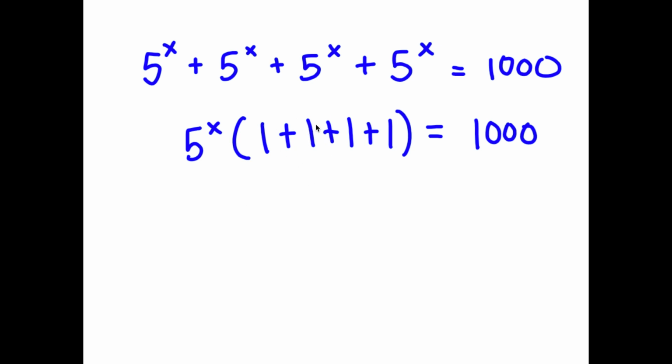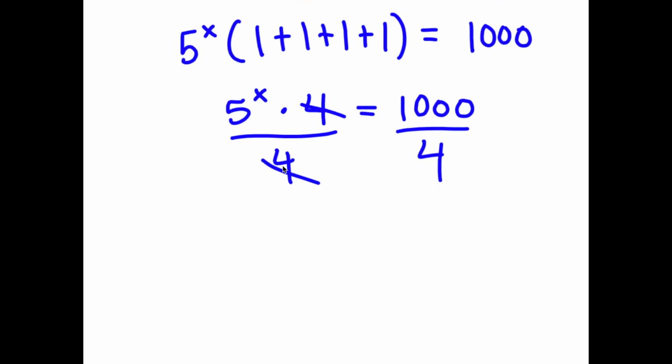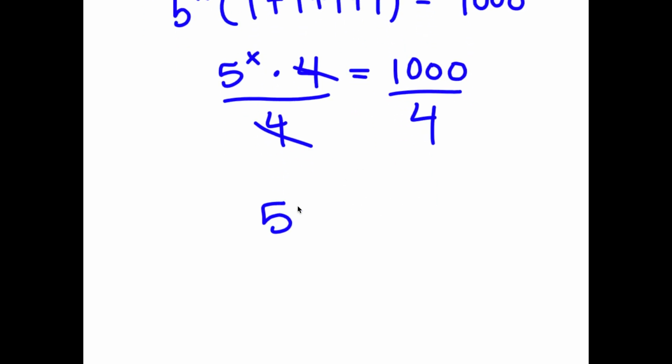Now, if I simplify what's in the parentheses, 1 plus 1 plus 1 plus 1, that's 4. So I have 5 to the power of x times 4 is equal to 1,000. Now I can divide both sides by 4. So then these two cancel out, and now I get 5 to the power of x is equal to 1,000 divided by 4, which is 250.